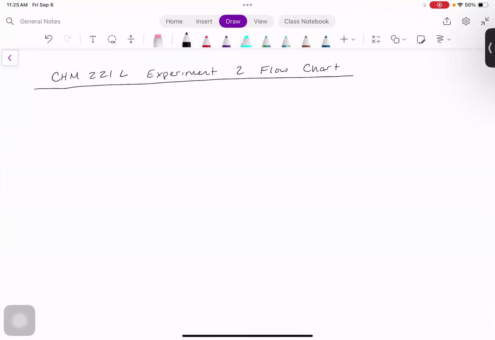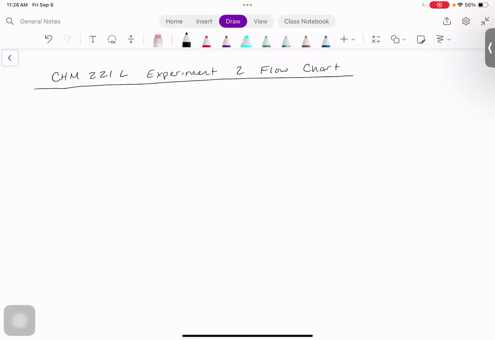The purpose of this video is to provide you with some guidance and assistance with preparing your flowchart for the Experiment 2 procedure. Experiment 2's procedure lends itself very well to a nice, structured, organized flowchart, and there's some techniques that you can use to organize the procedure into a nice, coherent flowchart. So I'm going to give you some assistance with that.